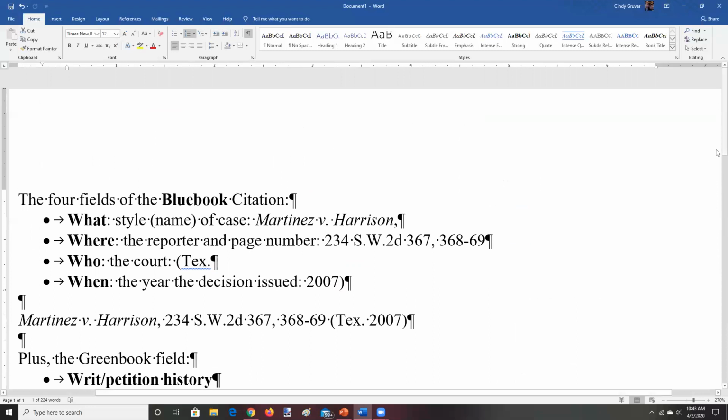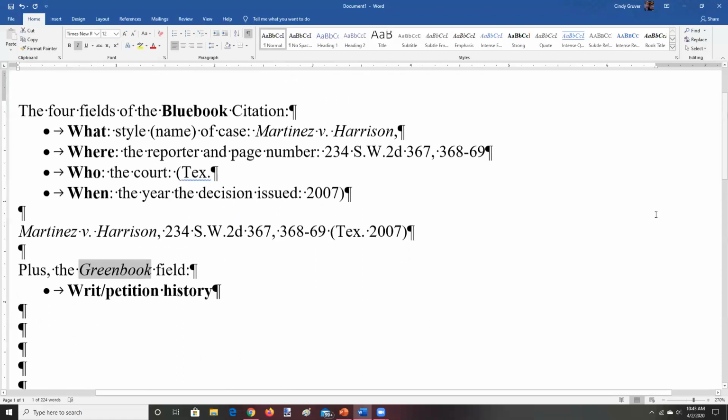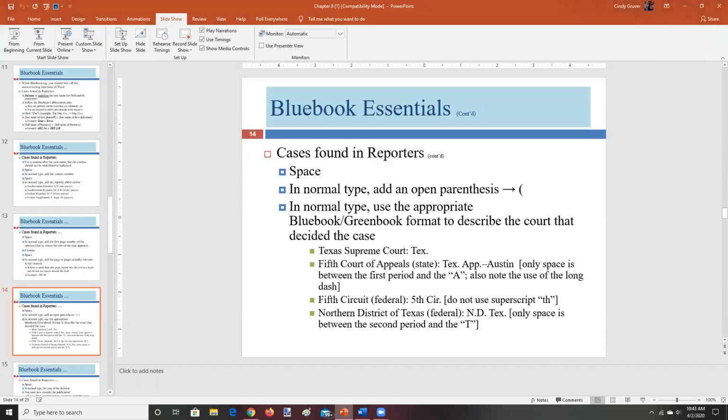So those are the 4 parts of the Blue Book that we've talked about. And I've said these 50 different times, so you're probably a little bit tired of it. There is a 5th field, though, and that is the writ history or the petition history field. We're not even doing that now. I'm just introducing the concept that there is a 5th field that we have to sometimes worry about. But again, other than saying we sometimes have to worry about it, we're not going to do anything with it today. Okay, so now let's go back to our PowerPoint.